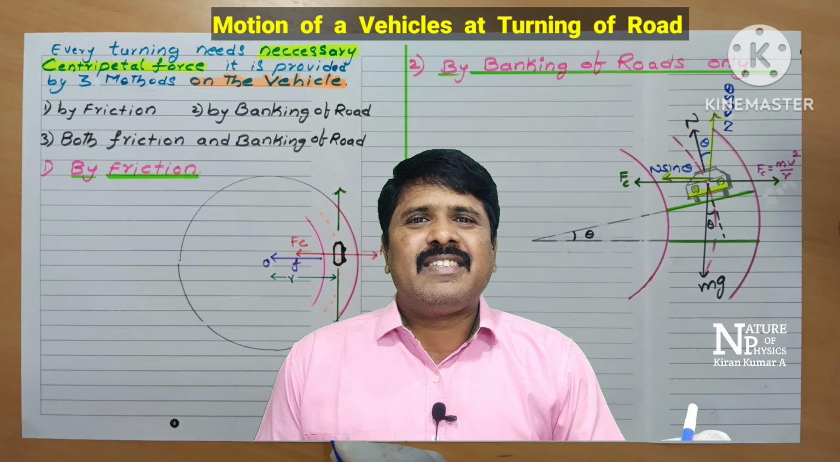Today's topic is the motion of a vehicle at the turning of a road. The necessary centripetal force is provided to the vehicle by the friction and normal reaction component. There are a total of three cases: first, by friction only; second, by banking of the road only; third, by friction and banking of the road.